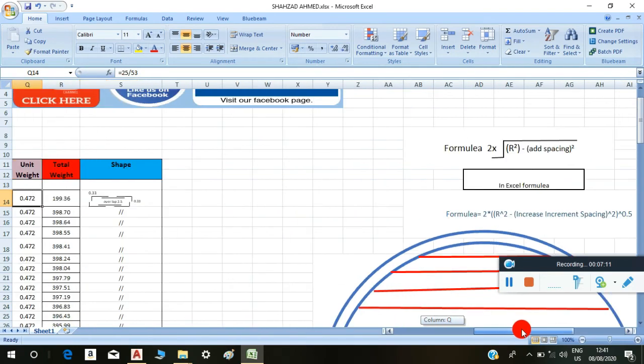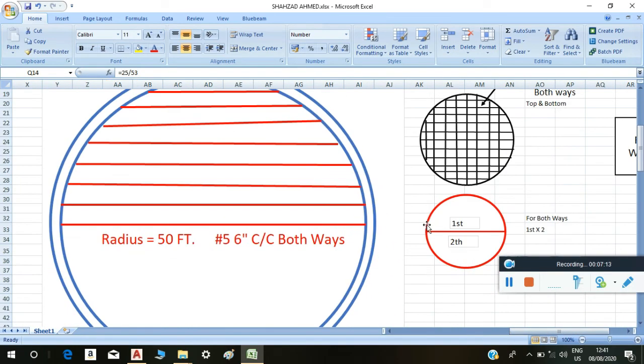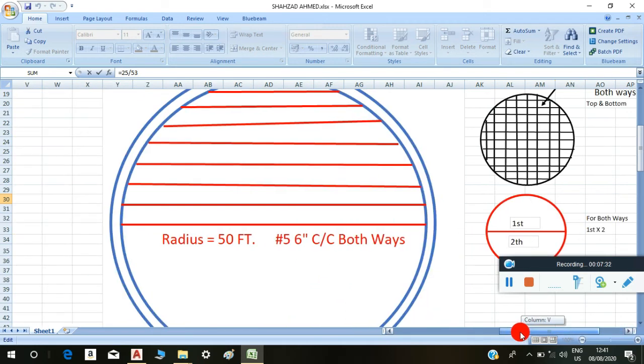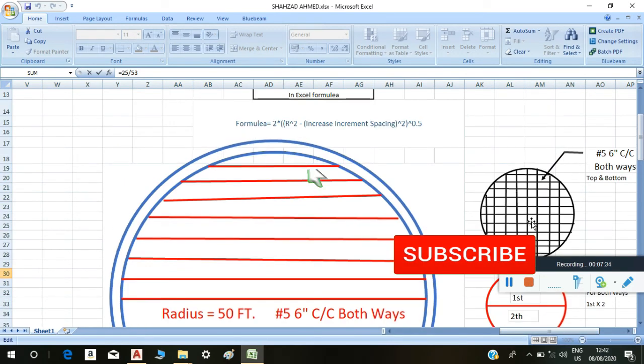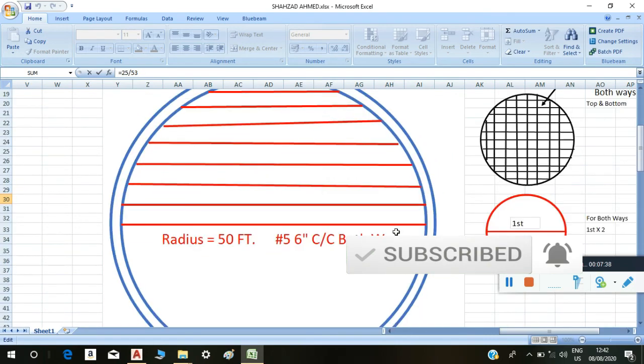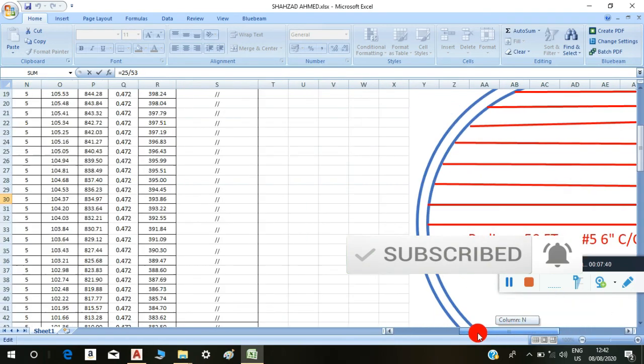For steel weight, here we use a formula to show you. Here is the formula: dia squared divided by 53 constant, and we use 5 here, and in this formula 5 fives are 25, and divide by the constant number 53. We use this formula on both sides in Excel. I hope you guys understand this.